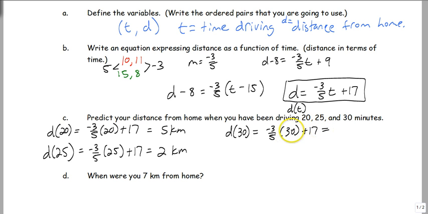Now, this is an interesting one, because you get -18 plus 17, which is -1 kilometers. What does that mean? You think about that for a second. I'm driving home from a football game. Think about what this is modeling. It's showing as I drive, time goes up, my distance from home goes down. Well, you have to think, in the real world, will we go negative distance from our house? Probably not. This means that we've already gotten home.